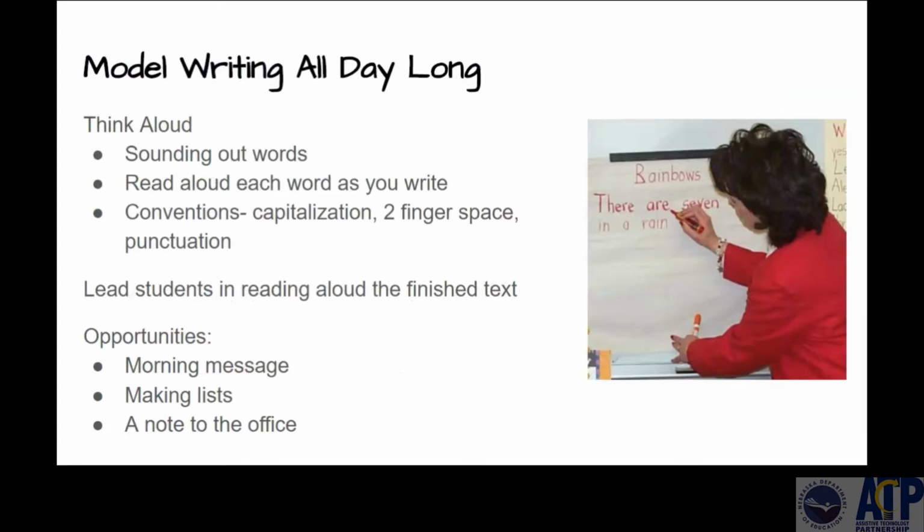Regardless of where a child is on the emergent writing continuum, adults in the classroom need to model writing all day long. Elements of modeling should include thinking aloud while writing in order to make clear the processes that young writers go through as they write. Examples are sounding out words, reading each word aloud as you write, and highlighting conventions, including the why. I start a sentence with a capital letter. I need a 2-finger space so that my reader knows when a word ends and when the next one begins.